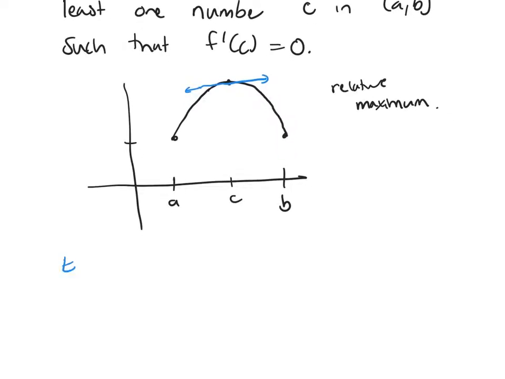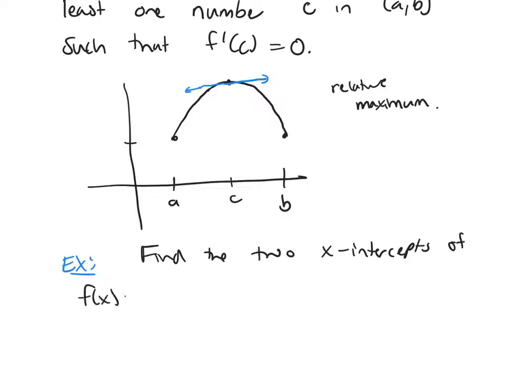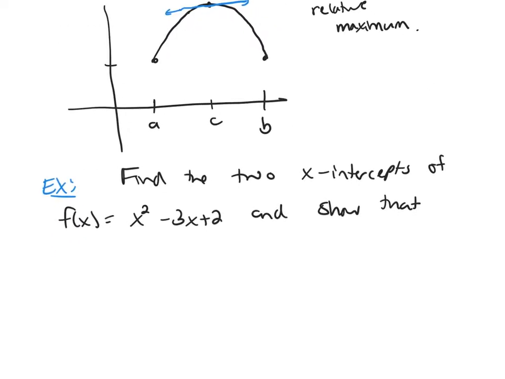So let's look at an example. Find the 2 x-intercepts of the function x squared minus 3x plus 2 and show that f prime of x equals 0 at some point between the 2 intercepts.